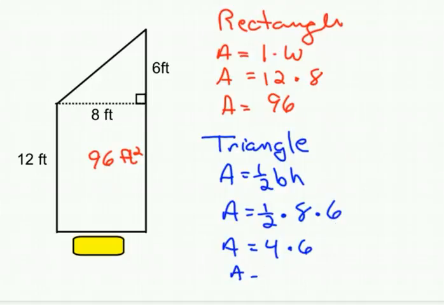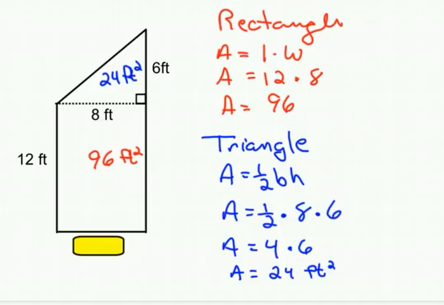And our area then for the triangle would be 4 times 6. So it would be 24 square feet. So now our triangle has an area of 24 square feet.